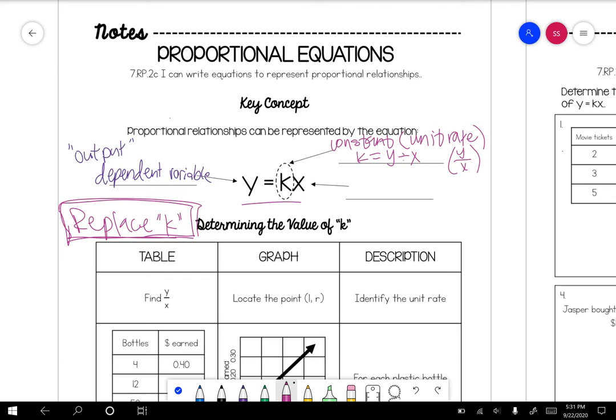X then is what we could call your input, which is essentially your independent variable, right? It's the one that we change. It's how many cookies we are selling or how much time has passed. I guess I should finish writing the words I was saying. So we have our input, our constant or unit rate, and our output.